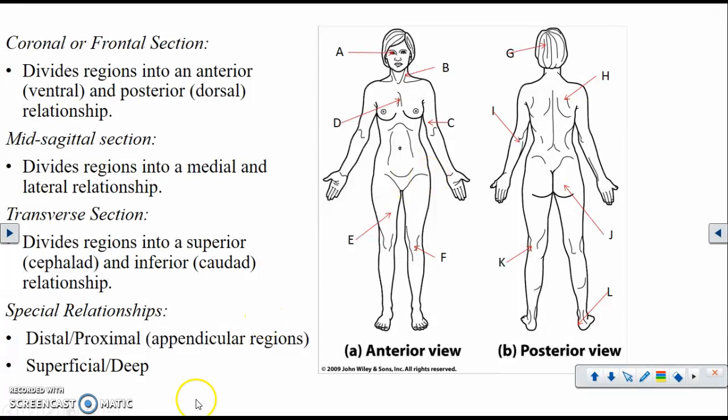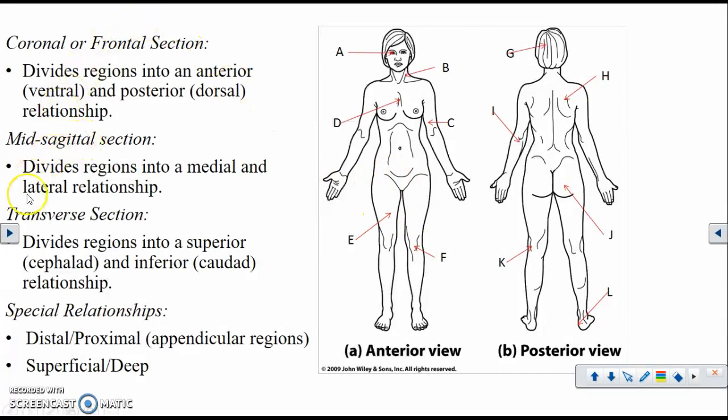Okay, now let's look at something a little bit more confusing, which is this actual distal proximal thing. And again, it has something to do with arms and legs only. So let's look at the femoral region, which is E, and the patellar region, which is F. Which one of these is closer to the hip joint? The femoral region is closer to the hip joint. So we can actually say that the femoral region is proximal to the patellar region, or the patellar region is distal to the femoral region.